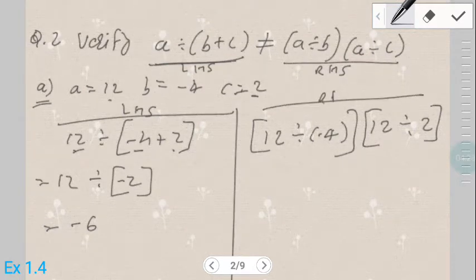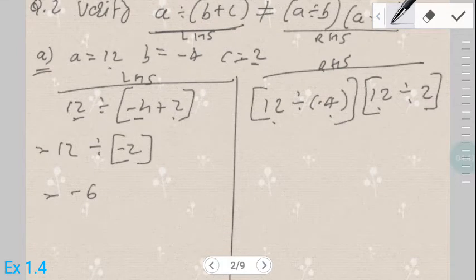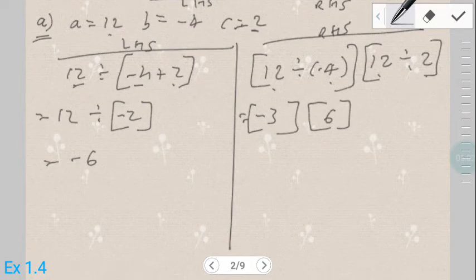This we call right hand side. So right hand side we have a divide b and a divide c. So a means 12, b means minus 4, a means 12 and c means 2. So here also we'll apply BODMAS rules. So 12 divided by 4, that means 3, plus minus minus 3, and here 12 divided by 2, so we will get 6, and addition of these two, 6 3s is 18 and minus plus minus 18.